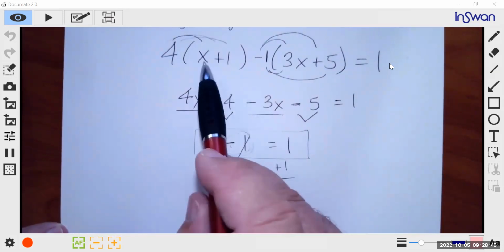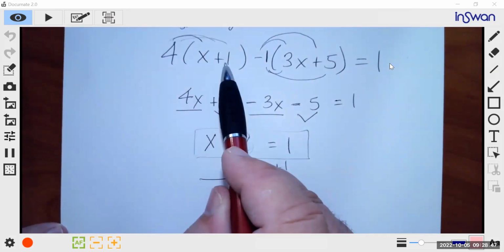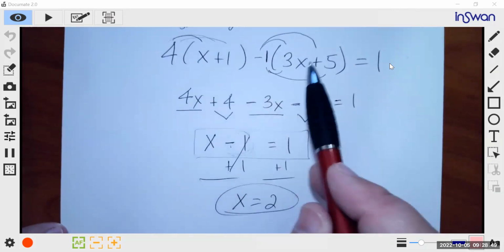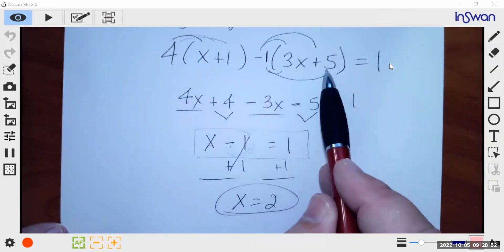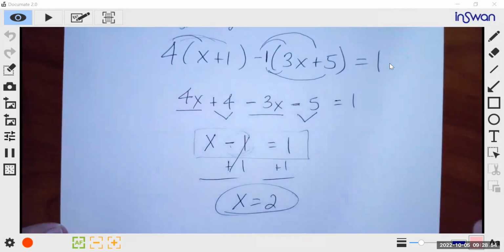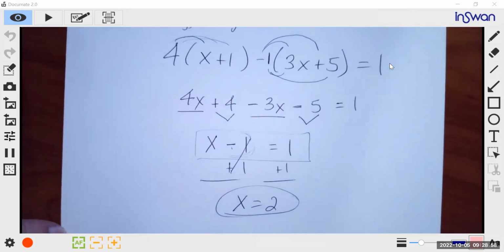And we can see it's going to work. 2 plus 1 is 3. 4 times 3 is 12. 3 times 2 is 6, plus 5 is 11. So 12 minus 11 is 1. It'll check. Want to try another one of these? Okay.